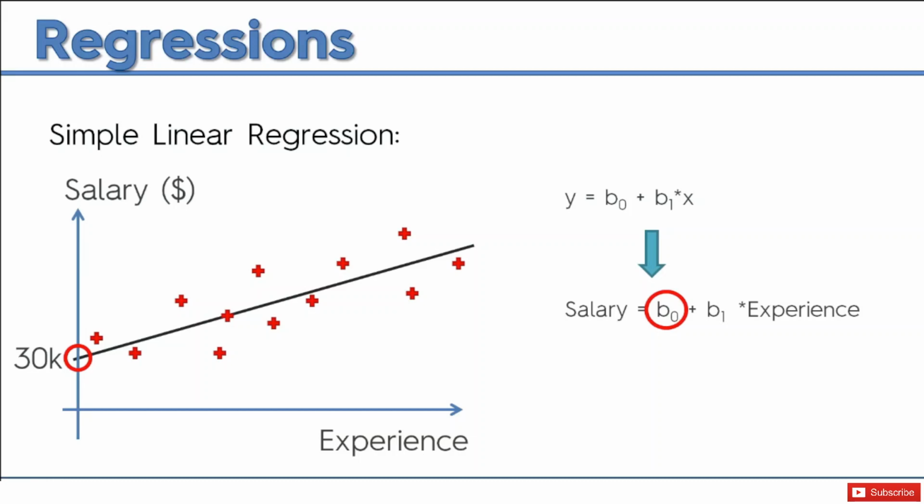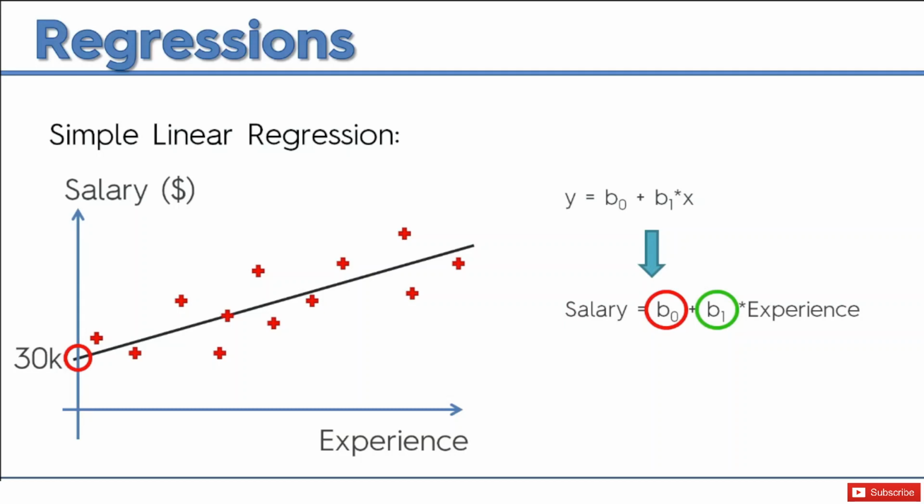As soon as somebody's fresh from university and joins this company, most likely they will have a salary of about $30,000. There will be some confidence intervals there, but we won't go into that right now. We can just say that according to this model, that person will probably be paid $30,000. Now, what is B1? B1 is the slope of the line. The steeper the line, the more money you get per extra year of experience.